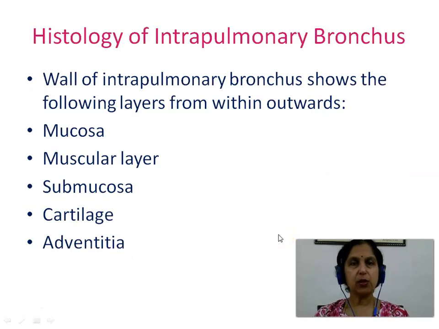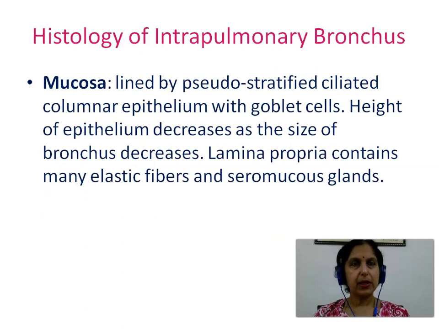Let us now see histology of intrapulmonary bronchus. The wall of an intrapulmonary bronchus shows the following layers from within outwards: mucosa, muscular layer, submucosa, cartilage, and adventitia. Mucosa shows a lining epithelium of pseudostratified ciliated columnar epithelium with goblet cells. Height of the epithelium decreases as the size of the bronchus decreases. The lamina propria contains many elastic fibers and seromucous glands.